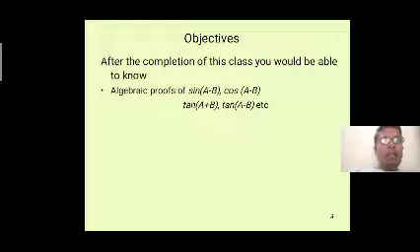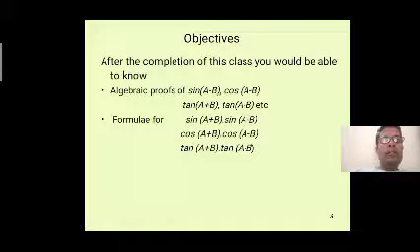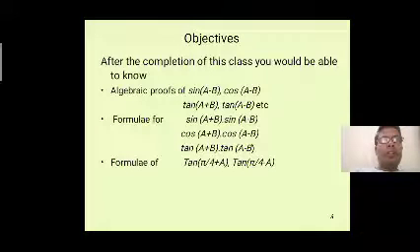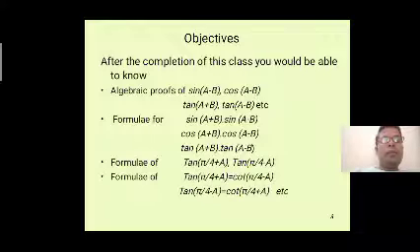Algebraic proof of sin of a plus b, cos of a minus b, tan of a plus b, tan of a minus b, etc. Formula for sin of a plus b, sin of a minus b, cos of a plus b, cos of a minus b, tan of a plus b, tan of a minus b. Formula of tan of pi by 4 plus a, tan of pi by 4 minus a, and the formula of tan of pi by 4 plus a equal cot of pi by 4 minus a, tan of pi by 4 minus a equal cot of pi by 4 plus a, etc.